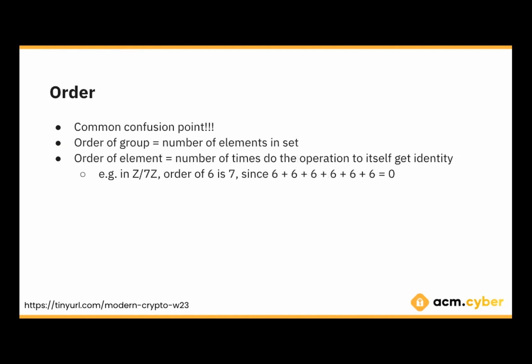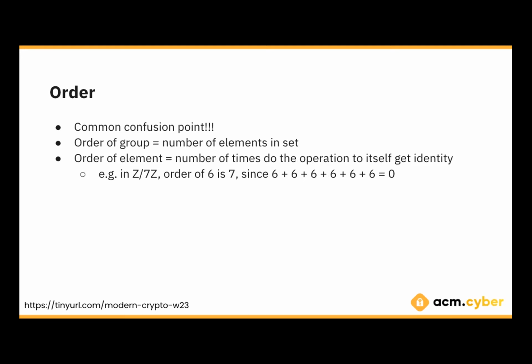Okay, so now I'll define order. This is a very common confusion point because order has multiple meanings. So order of a group is just the number of elements in the set. So basically the size of the set. But an order of an element is defined as something different. It's the number of times you do the operation to itself to get the identity.